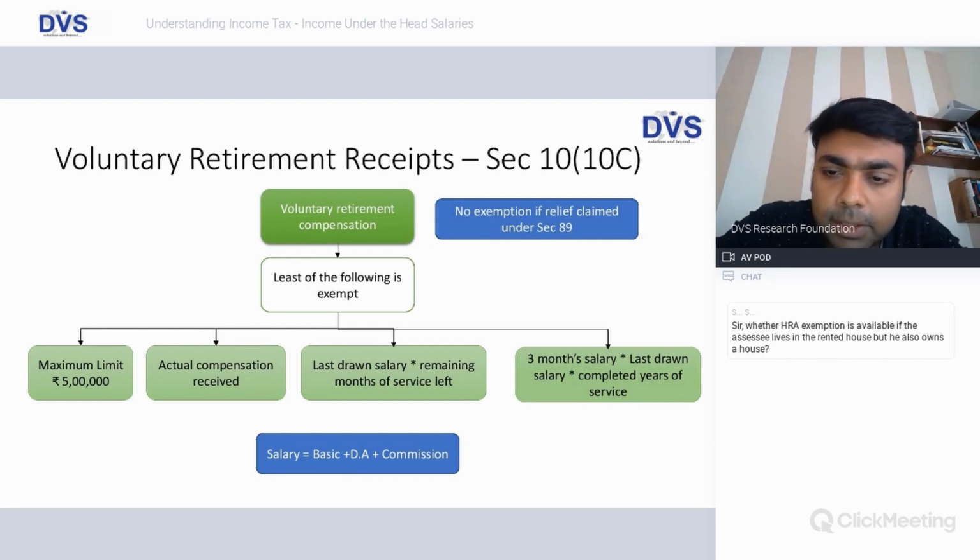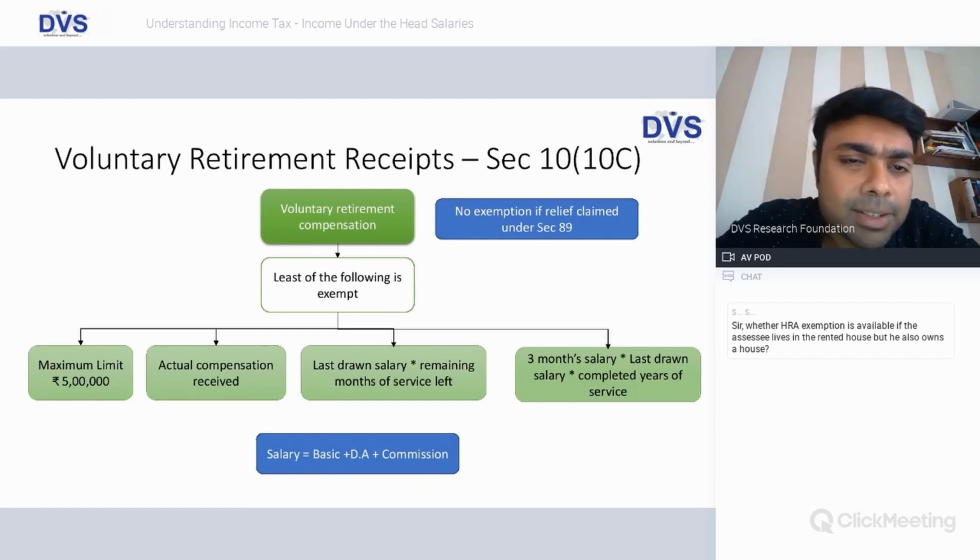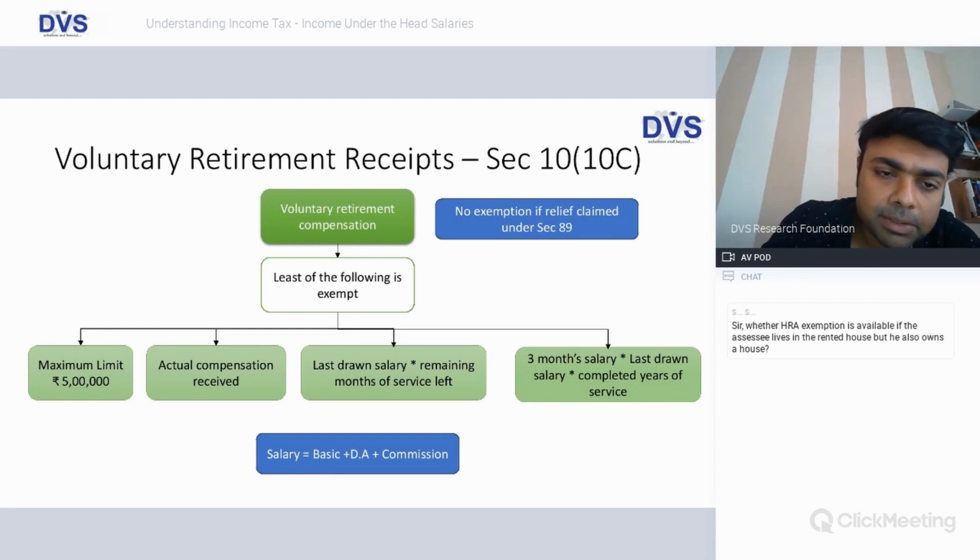Voluntary retirement. This invariably happens either when they want to reduce the team or replace it, but replacement again has some checks and balances as far as the tax exemption is concerned. So for VRS, the least of the following: the maximum exemption limit is 5 lakhs, the actual compensation, last drawn salary for the remaining months of service left, and 3 months of salary into completed years of service. There is no exemption if relief is claimed under 89(1), which is a timing relief offered to employees. So for VRS and retrenchment compensation, the mechanisms are fairly straightforward, friends.